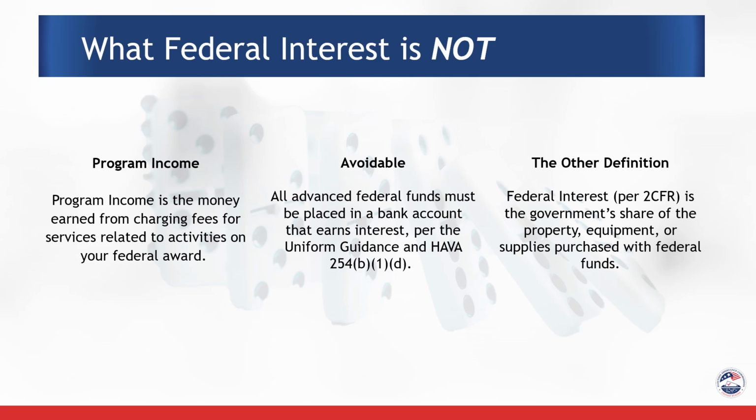Program income is never the same as interest. Federal interest is not avoidable. All advanced federal grant dollars must be placed into an interest-bearing bank account per the uniform guidance and per HAVA regulation. Also, earned interest is not the other definition. Uniform guidance mentions federal interest as the government's share of property, equipment, or supplies purchased with federal funds. Federal interest is simply that interest from the federal government, not the dollar amount interest.